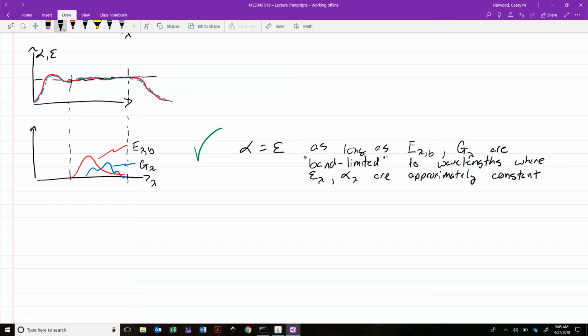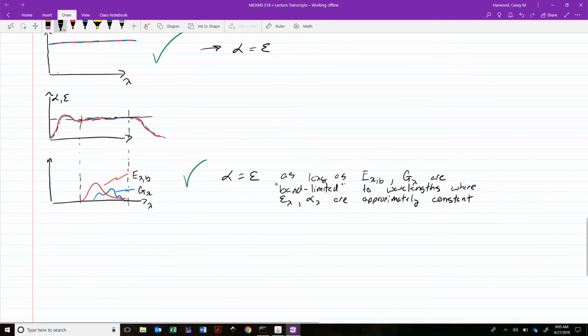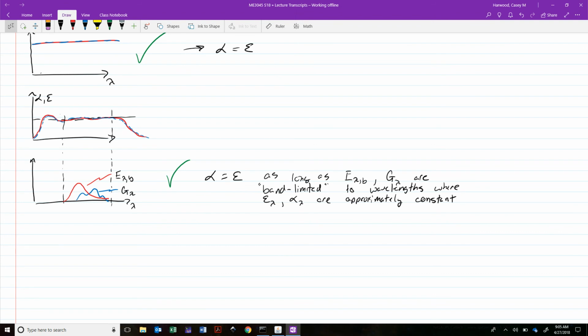Okay. So overwhelmingly, in anything we do in this class and anything you do at this level of heat transfer, you're almost always going to get to make this assumption. But it's important that you understand when you can't.